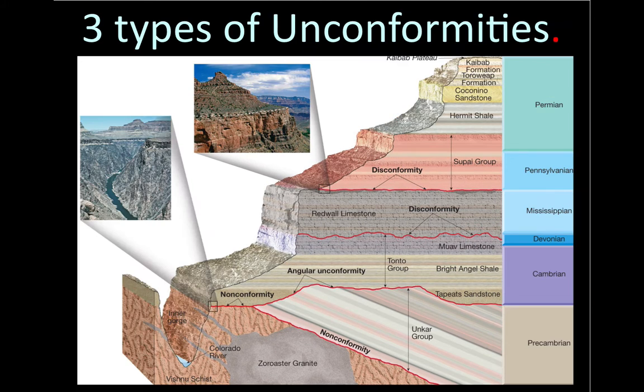But let's go into some details now and look at the three types of unconformities. This image here is showing rock strata which are exposed in the Grand Canyon, and these red wavy lines are drawn in, and they are showing the different types of unconformities. So actually, if you were to go to the Grand Canyon, you would see all three types.